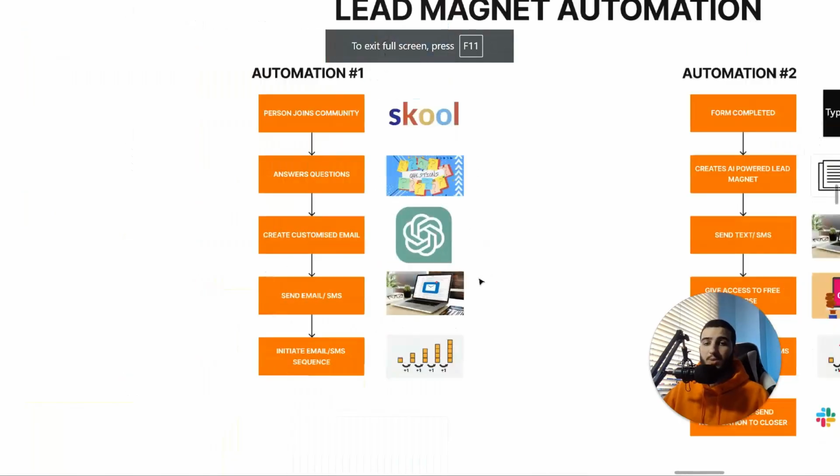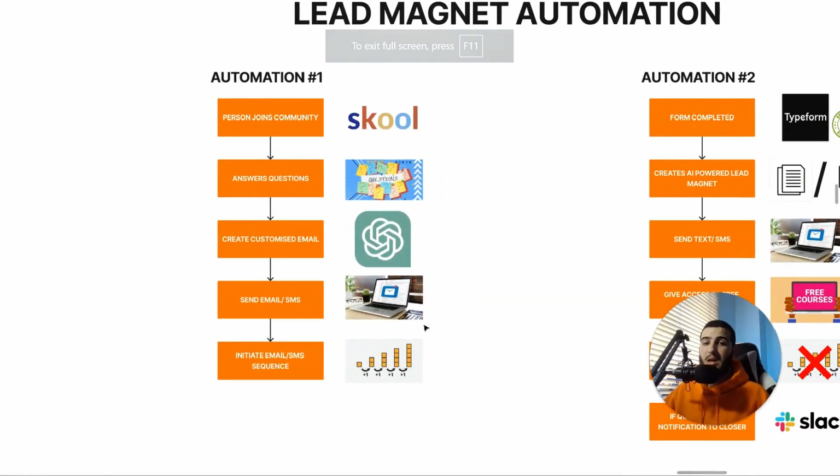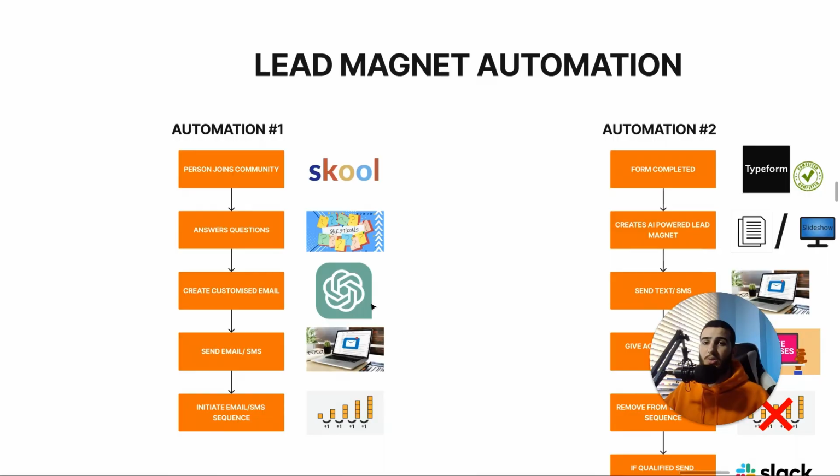The last thing we want to do for this after we actually send them that personalized welcome email is you want to initiate them in an email or SMS sequence. Now for this, you need to use a platform that's actually capable of doing that. You can do it on Zapier.